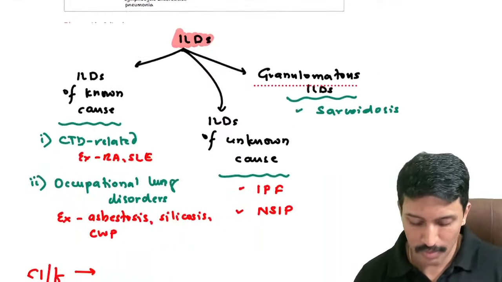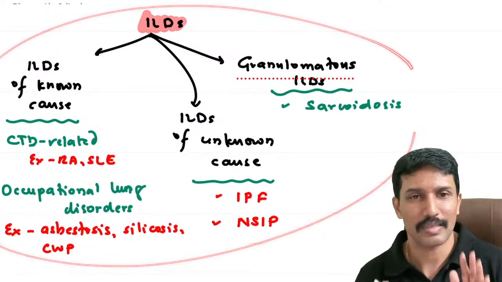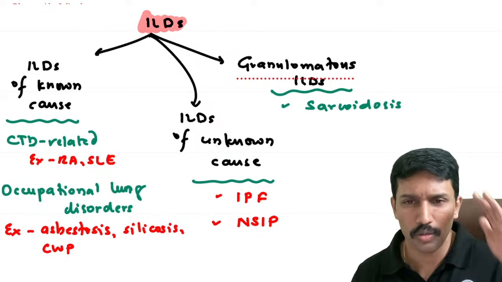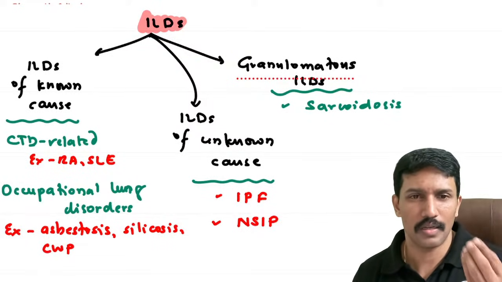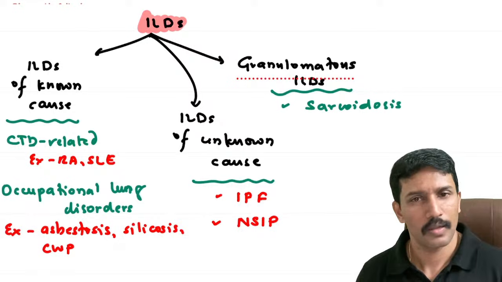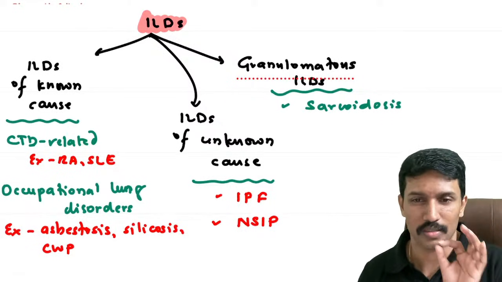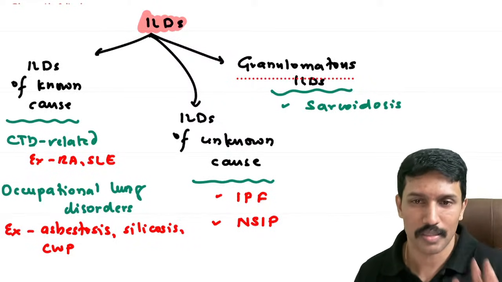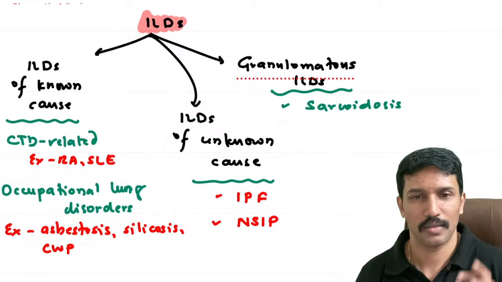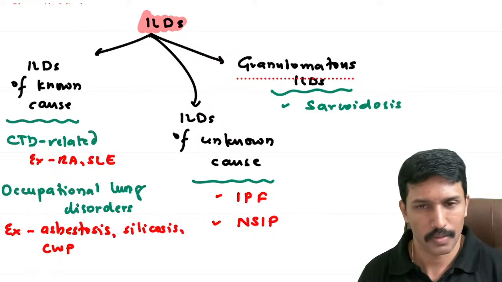If not feasible, just keep this classification simple: known cause, unknown cause, and granulomatous. Sorted. Known, it's pretty logical: SLE, rheumatoid arthritis, that is connective tissue disorder, and occupational lung disorders. Granulomatous, sarcoidosis, you know, it is classically non-caseating granulomas that you get. And unknown, the two that we discussed, IPF and NSIP, right?